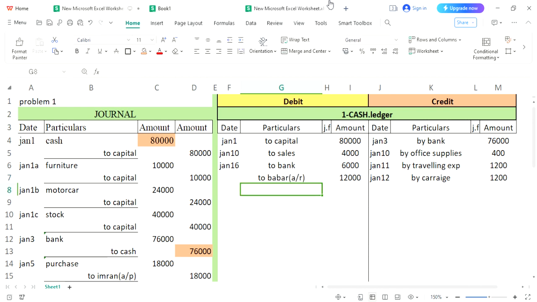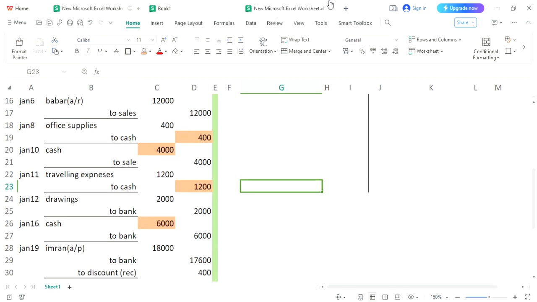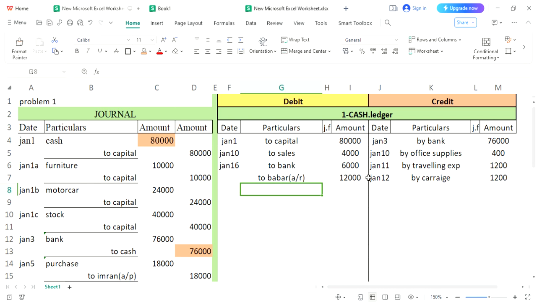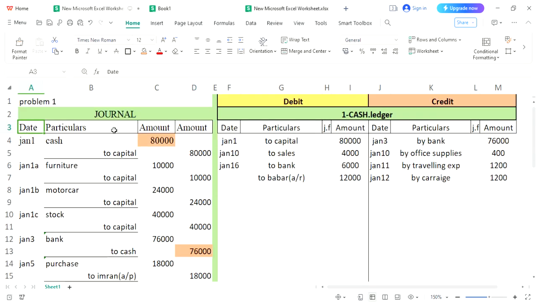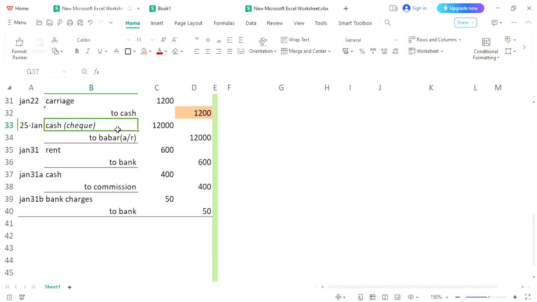After posting this Babar account receivable, we need to see what is the date of 12,000. Here is your entry for 12,000 and date is 25th January, and let's put the date January 25th. Date is mentioned, reference is mentioned. It means entry for 12,000 is completed. This cash has been posted. Mark it as it has been done. In this way, we have completed posting of cash for 25th January.